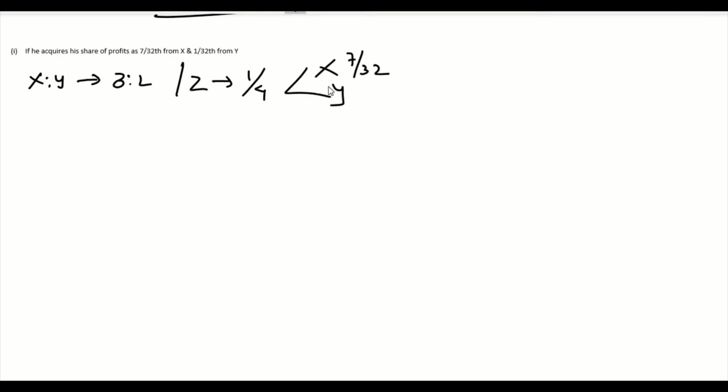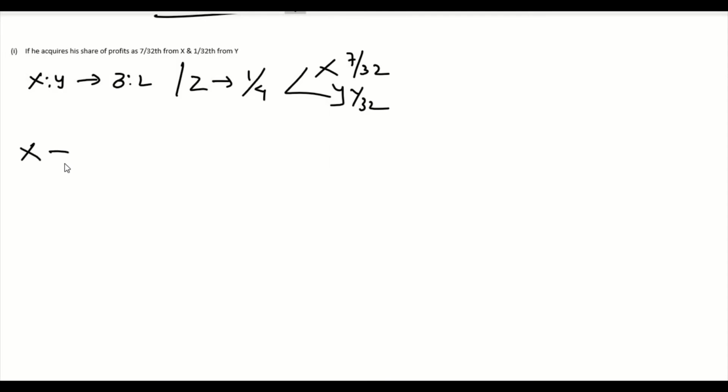Then we have the fourth scenario here. If he acquires his share of profit as 7/32 from X and 1/32 from Y. So again, X and Y are partners, their profit sharing ratio is 3:2, and Z is admitted as a new partner for 1/4 share in profit. He acquires this from X and Y in 7/32 and 1/32.